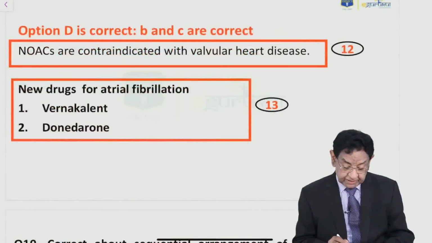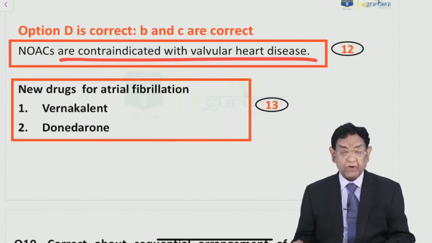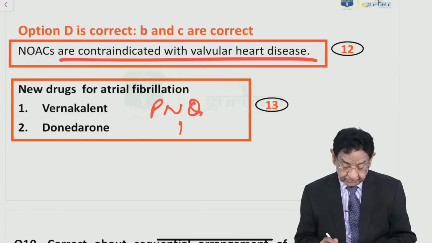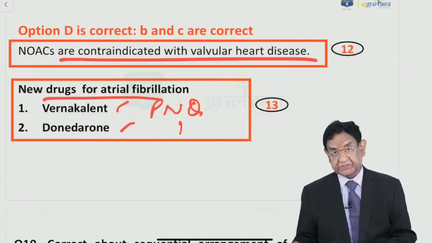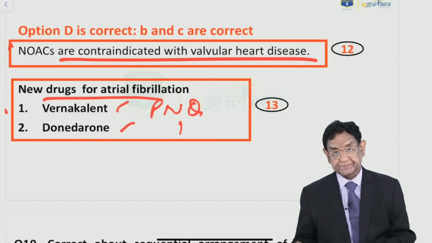NOACs, make a box: NOACs are contraindicated in valvular heart disease. Now, what are the newer drugs? Prospective new questions. New question: Vernakalant and dronedarone are the 2 new drugs for treating atrial fibrillation. So there are 2 boxes that you should make.